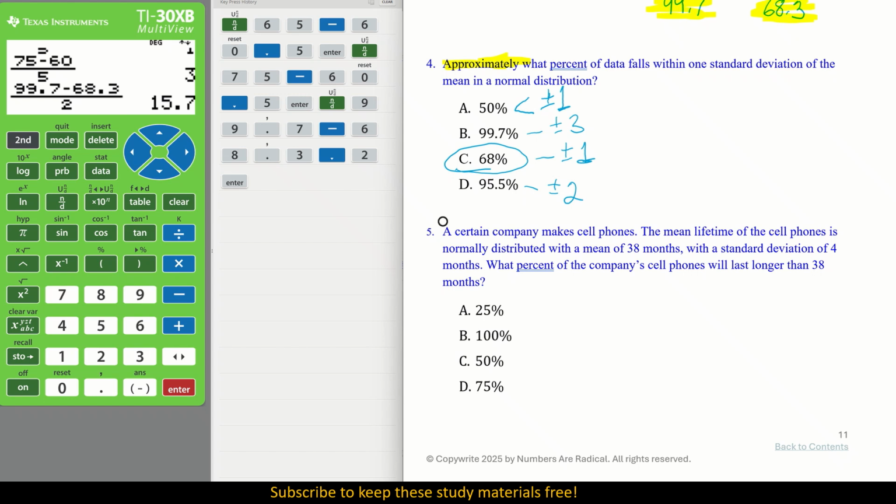A certain company makes cell phones. The mean lifetime of a cell phone is normally distributed with a mean of 38 months. The two mean words kind of threw me off there, but this is what's important: it tells us it's normally distributed, so you can use your basic properties. We're not going away from just the basic stuff. With a standard deviation of 4 months, what percent of the company's cell phones will last longer than 38 months?